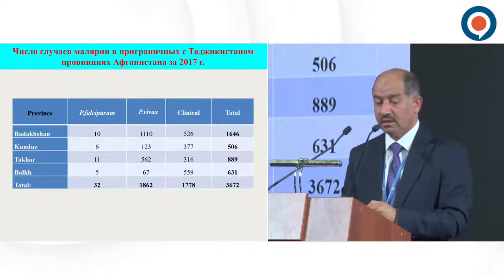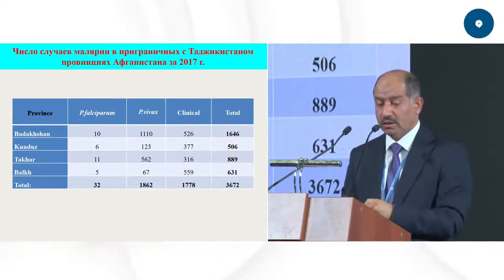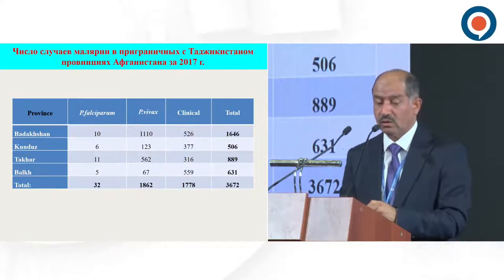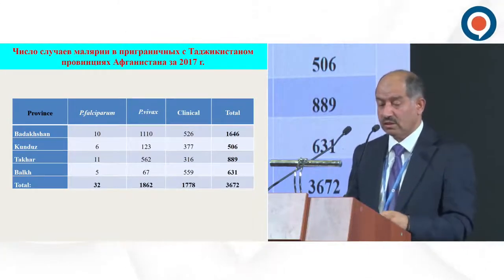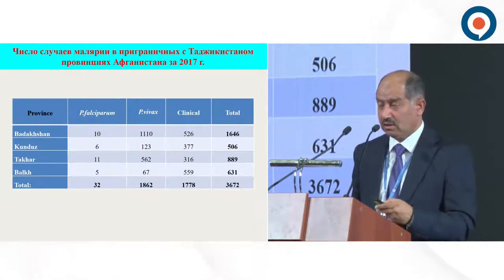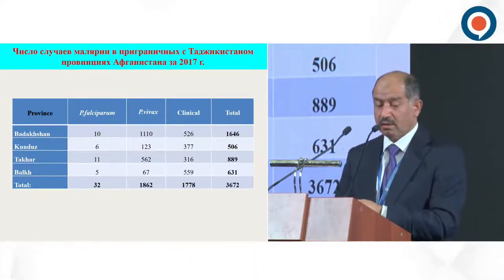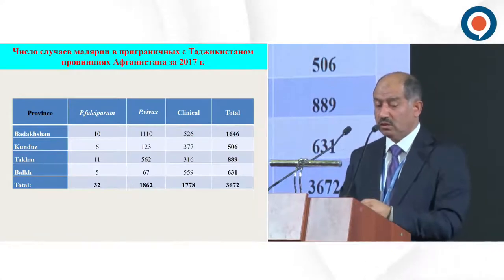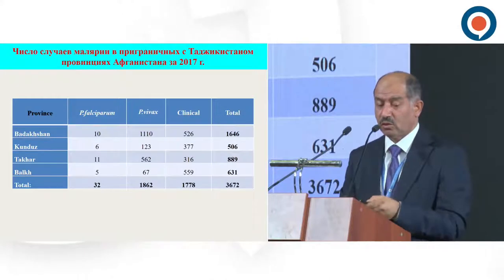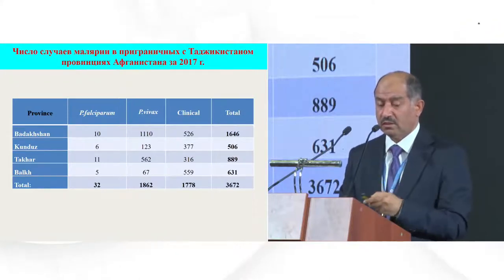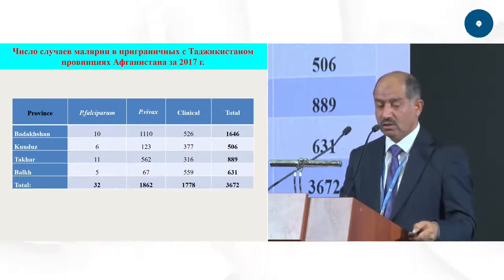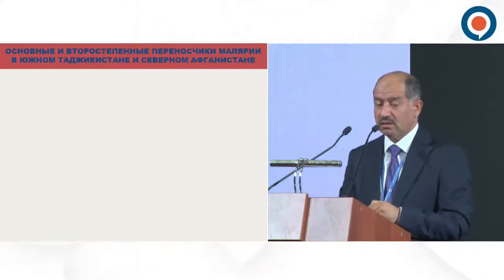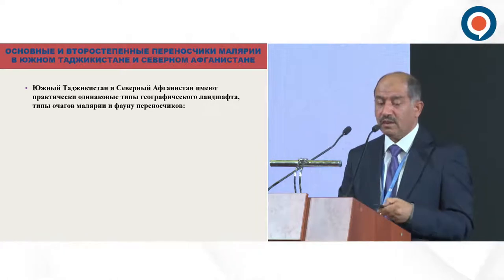For 2017, we see this picture according to province, and these are the regions Badakhshan, Kunduz, Takhar, Balkh. And these are the provinces of Afghanistan that are lying on the border with Tajikistan. And you may see that in 2017, they had also tropical malaria cases. That means more than 3,000 cases in total in these regions are registered. I mean cases of malaria.